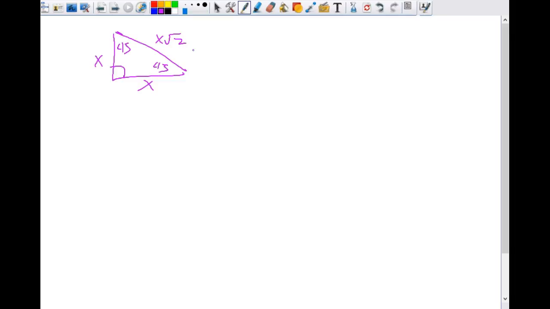Okay? Now, we're doing 30, 60, 90 special right triangles. They look something like this. 30, oops, that's supposed to be a 60. 30, 60, 90. Okay? And they also have a pattern. Let's see if we can figure out what the pattern is.